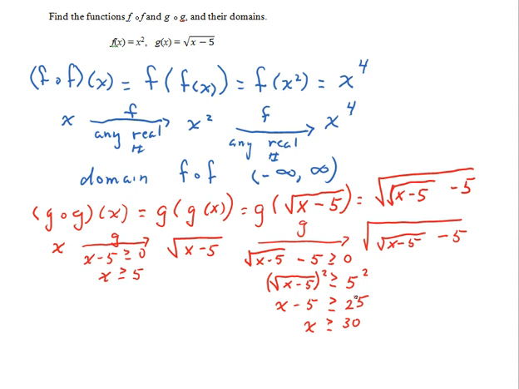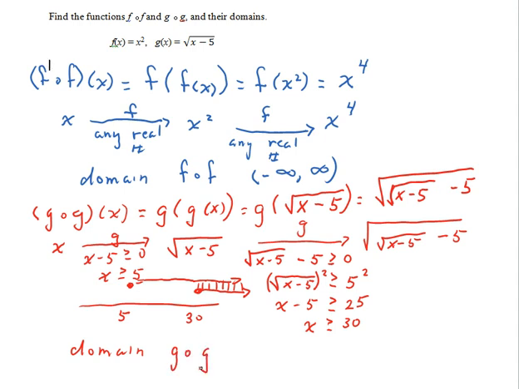And so when we look at both of these restrictions on the number line, we have 5 and we have 30. In one case, we're looking at numbers greater than or equal to 5. In the other case, greater than or equal to 30. We need the intersection of those two. And so the domain for the composition of g with g will be x greater than or equal to 30, or in interval notation, the half closed interval 0 to infinity.